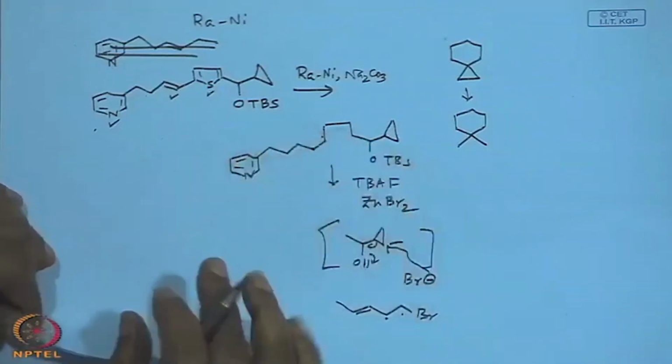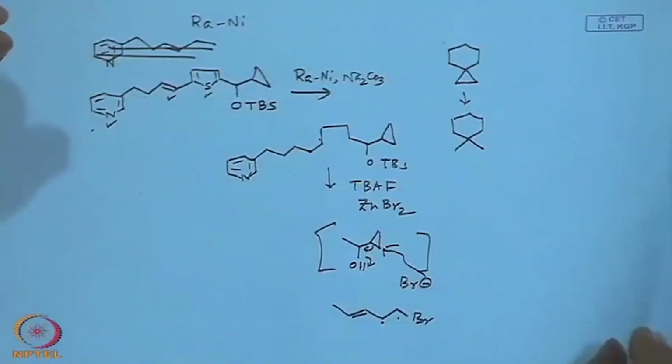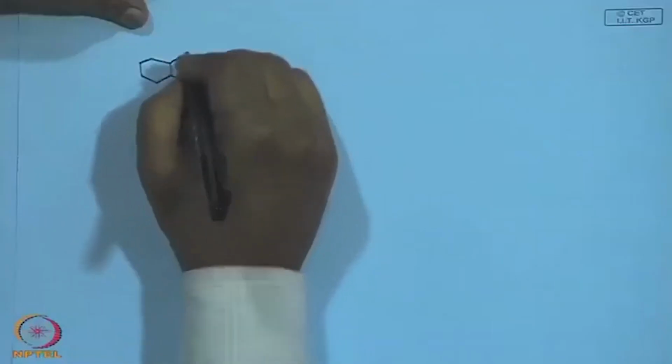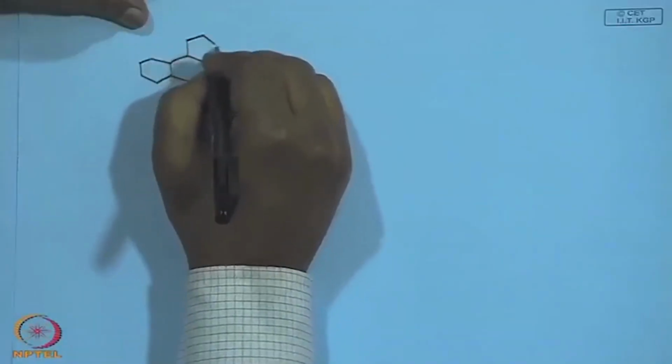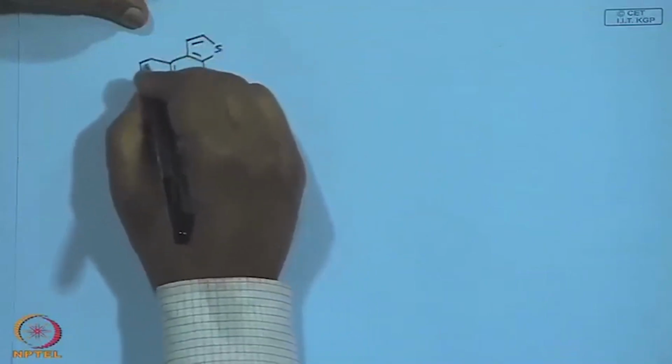These are all nice chemistry, but all this chemistry could be done because of the selective reductions with Raney nickel. I can give you one more example probably. Raney nickel is a nice compound, a nice reducing agent. Let us look at one more example where you have a naphthalene moiety and a thiophene nucleus, and this.